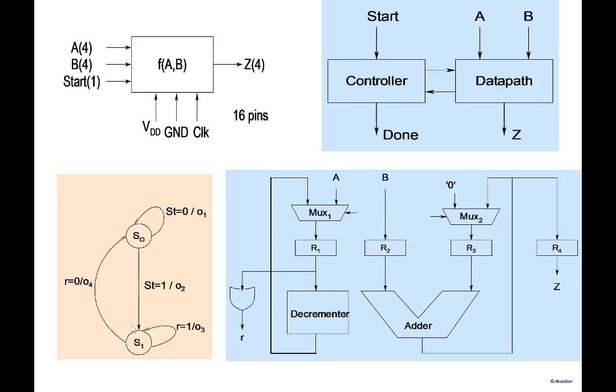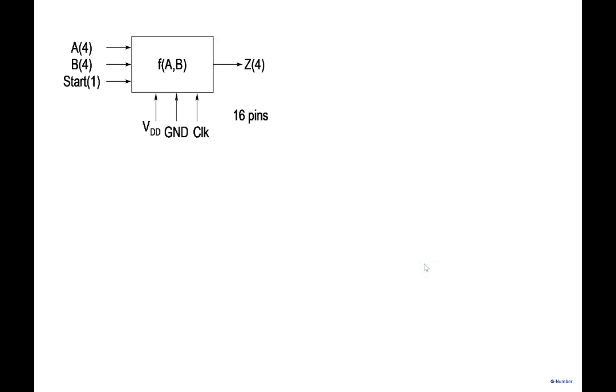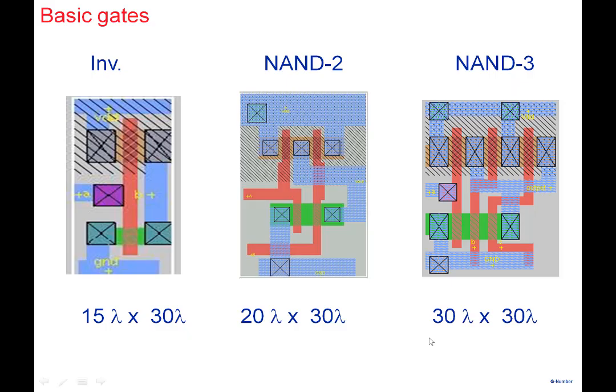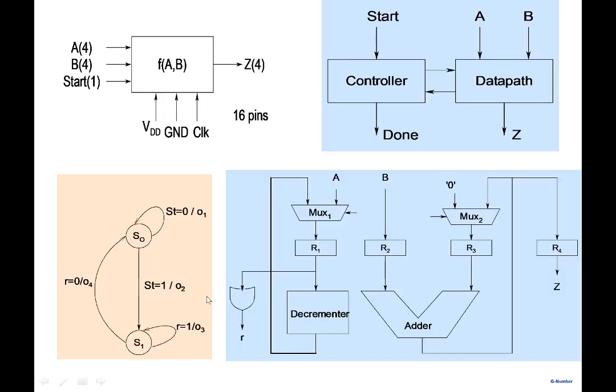So what we need to do is implement this particular part on the chip that we just saw, that area that is available here, 1300 lambda by 1300 lambda. Okay, now as I said, we have this design with us, and we have to implement each one of them: adders, decrementers, and all these things.